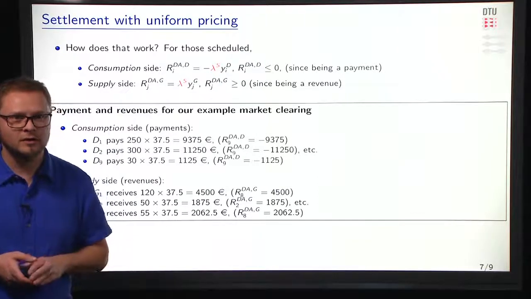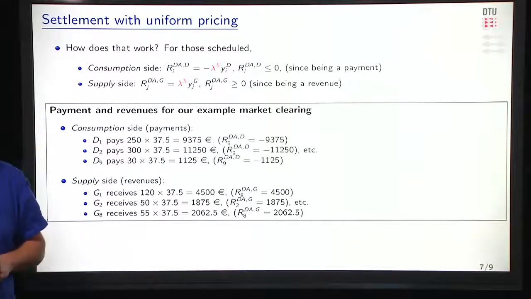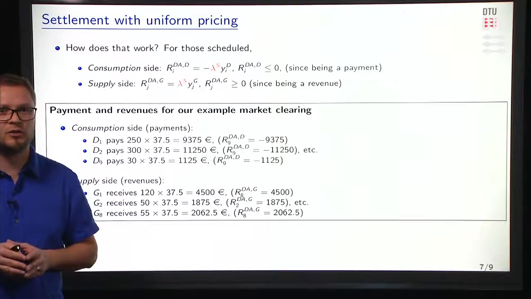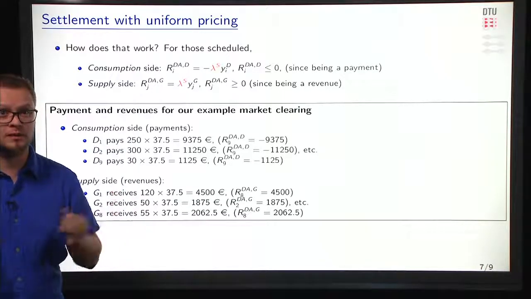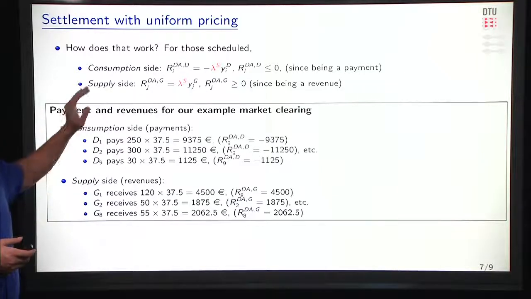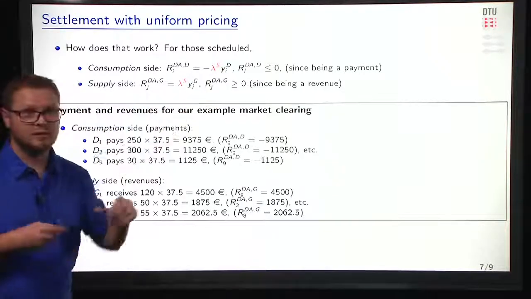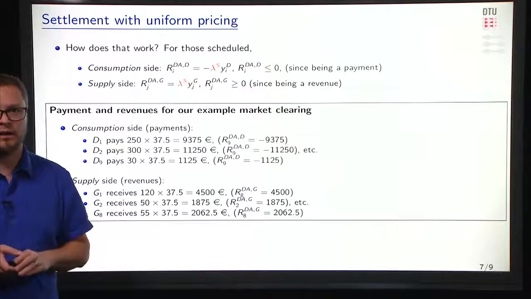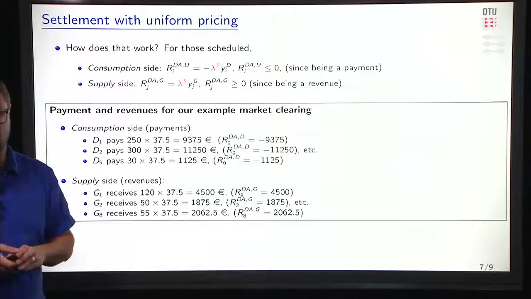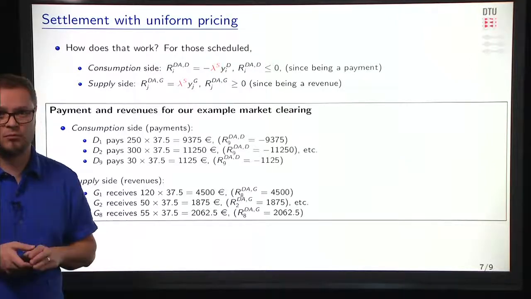Let's move on to settlement with uniform pricing. How does that work? We rely on a similar idea on the supply and consumption side. We're going to need a price times a quantity for payment and for revenue. But here, we're going to use as a price directly the market clearing price. This is why it's called uniform pricing, because everybody is dealt with the same price.